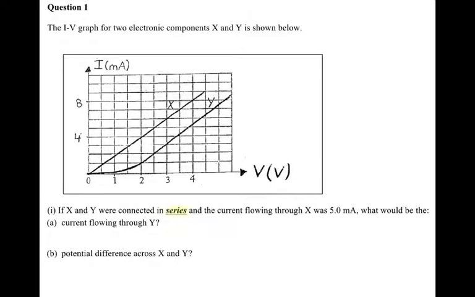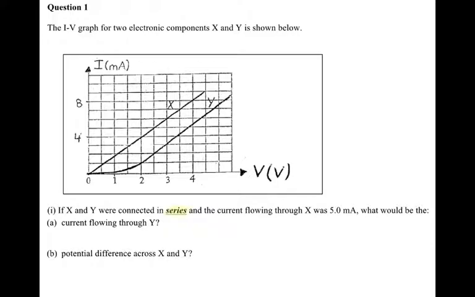What we're interested in is the fact that it's connected in series. It might be useful at this stage to draw that circuit, because that's not a circuit, that's a graph. But I won't draw the circuit just yet. I'll see if you can think this through without drawing the circuit. If it's in series and there's 5 milliamps of current, what's the current flowing through Y?